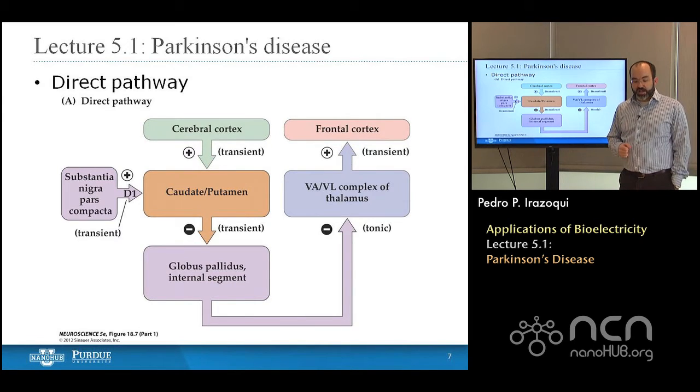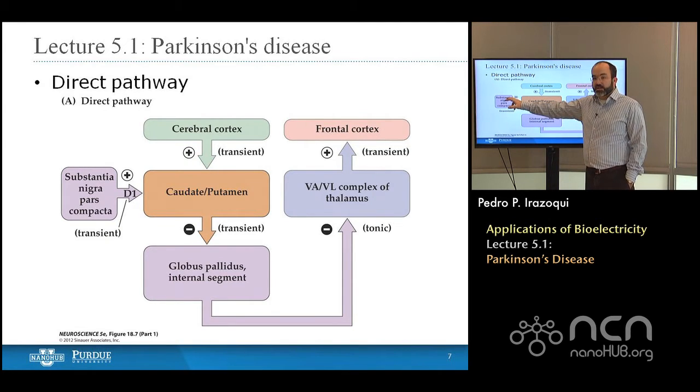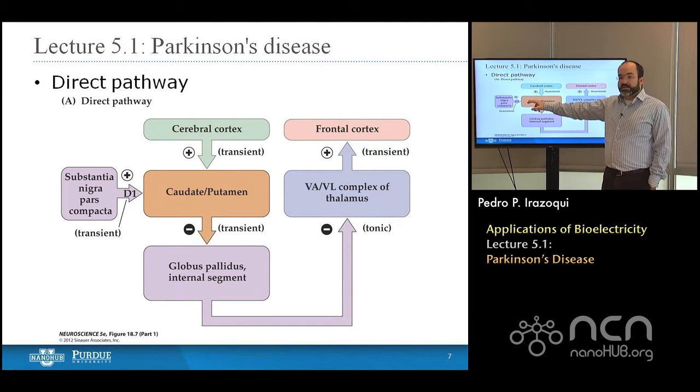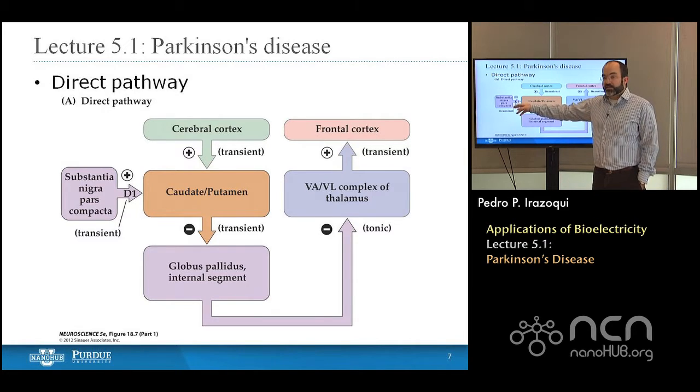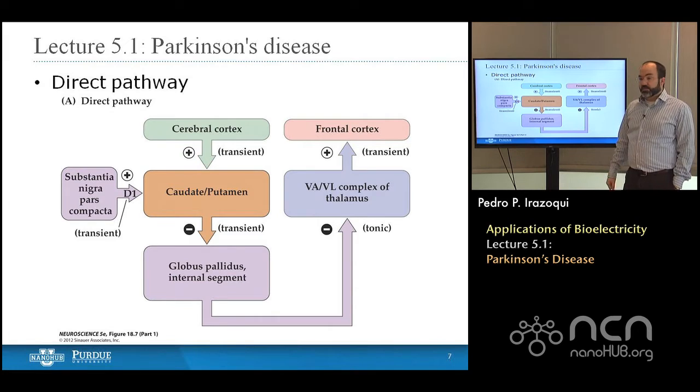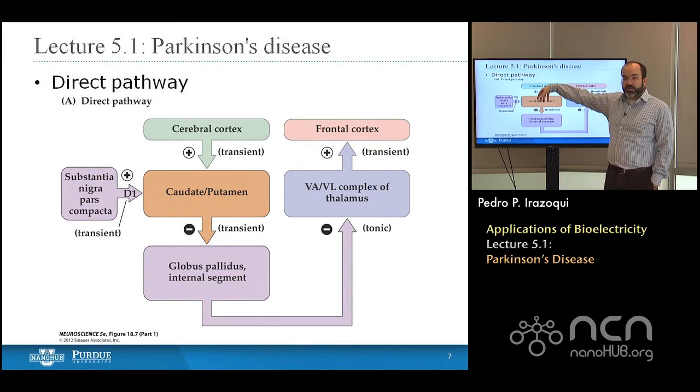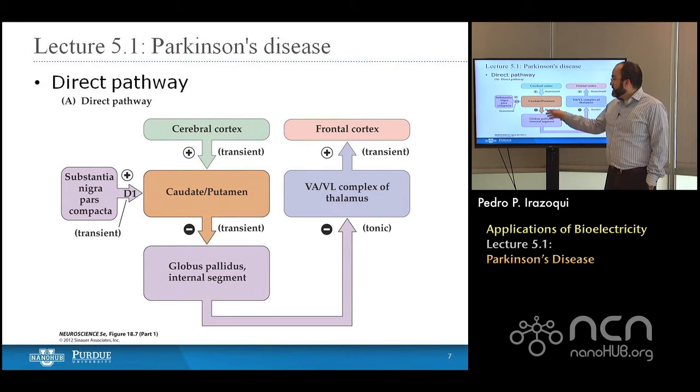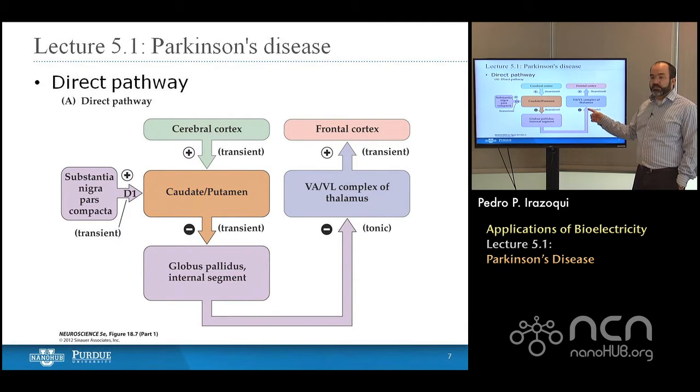The first and easier to understand is the direct pathway. And in the direct pathway, we're looking at neurons from the substantia nigra pars compacta that project in an excitatory fashion to the caudate and putamen. In the indirect pathway, we'll look at inhibitory projections. But here we're looking at excitatory projections to the caudate and putamen, which itself is receiving excitatory inputs from the cerebral cortex. The output of the caudate and putamen is inhibitory. It inhibits the globus pallidus internal segment, and the output of the globus pallidus internal segment is inhibitory on the VA-VL complex of the thalamus, which projects to the frontal motor cortex, modulating descending motor control with excitatory neurons.